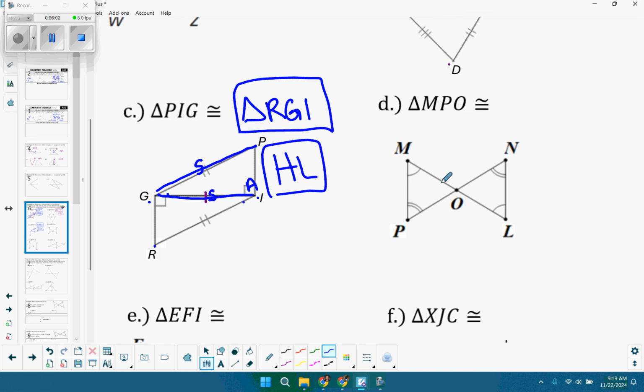In our next problem, we can mark our vertical angles. So this is an A, this is an A, and this is an A. There is no theorem that uses only angles. So that's just no. We won't finish the congruent statement because it doesn't work with AAA.